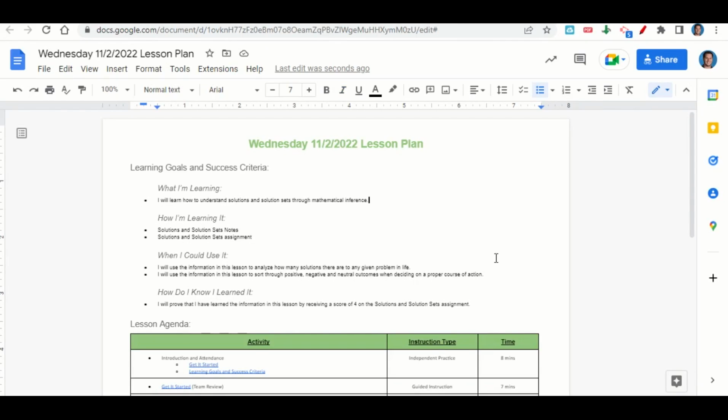First, what are we learning? We're learning how to understand solutions and solution sets through mathematical inference. How are we learning it? Through the solutions and solution sets notes and solutions and solution sets assignment.